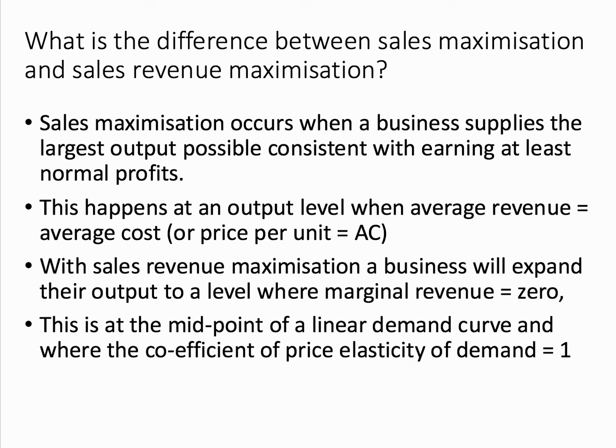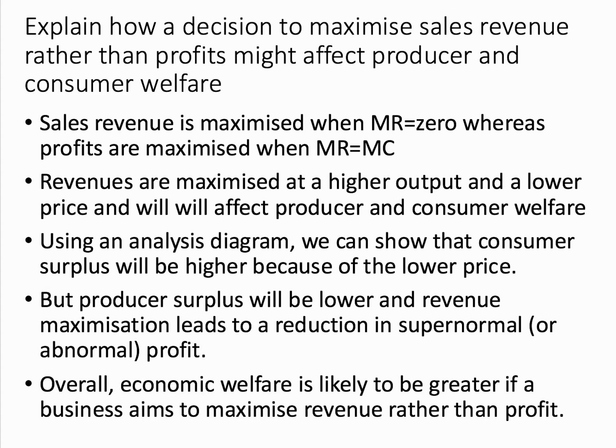And here's our related second question. Explain how a decision by a business to maximize sales revenue rather than maximize profits could affect producer and consumer welfare. So we know that sales revenue is maximized when marginal revenue is 0. In contrast, profits are maximized when the marginal revenue equates with marginal cost.